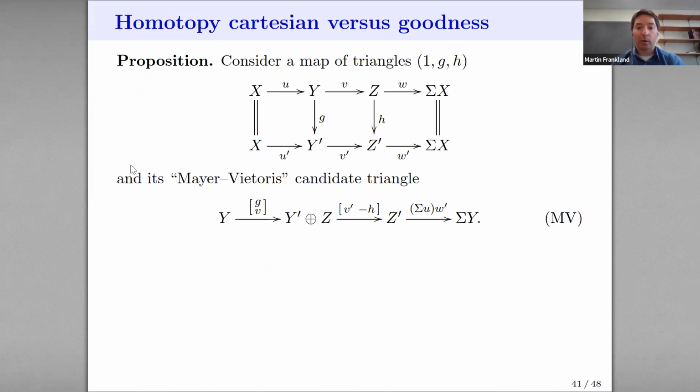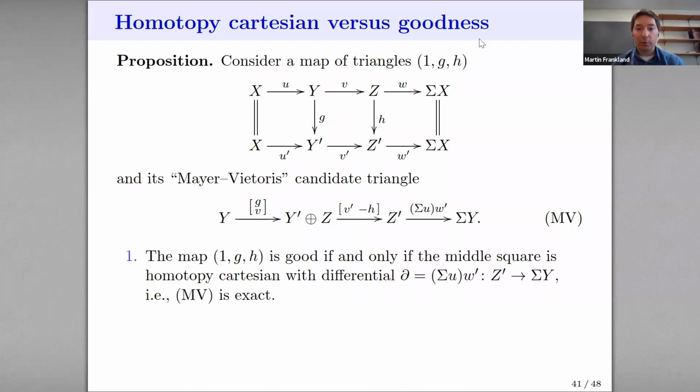And now we can characterize those maps 1GH that are good. Start with a map 1GH like this. Look at the associated Mayer-Vietoris candidate triangle. Then the map you started with is good if and only if the middle square is homotopy Cartesian with the differential you would expect, namely this composite of going right and up and right again. In other words, the Mayer-Vietoris triangle is exact.